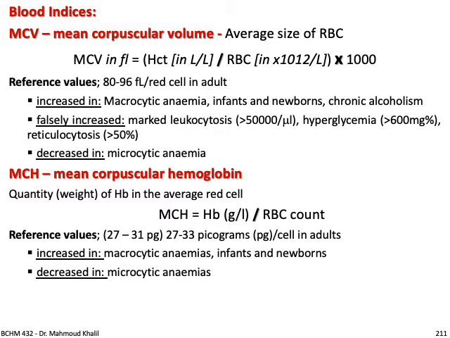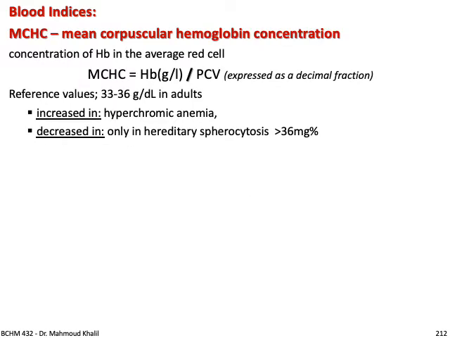The mean corpuscular hemoglobin is the quantity or weight of hemoglobin in the average red cell. Actually, it's hemoglobin over red blood cells. The reference value is around 27 to 33 picograms per cell in adults. It increases in macrocytic anemia, infants and newborns, and decreases in microcytic anemia.